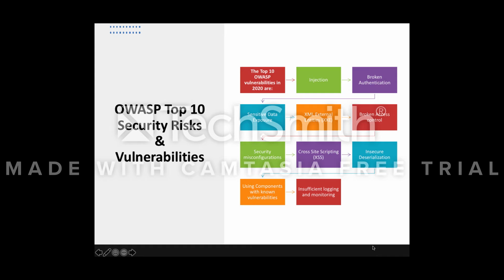This is the OWASP Top 10 Security Risks and Vulnerabilities. The OWASP Top 10 is a security awareness document for developers and web application security. It contains broad consensus about the most critical security risks to web applications. The top 3 security risks in 2020 are injection, broken authentication, and sensitive data exposure. It's very important for us to be aware of the OWASP top 10 security risks and vulnerabilities.